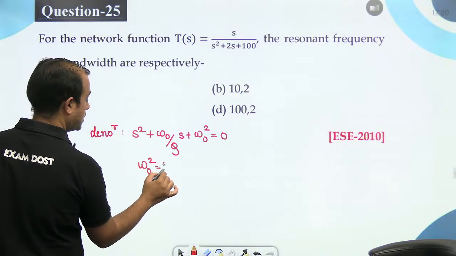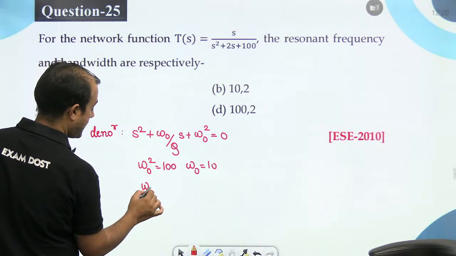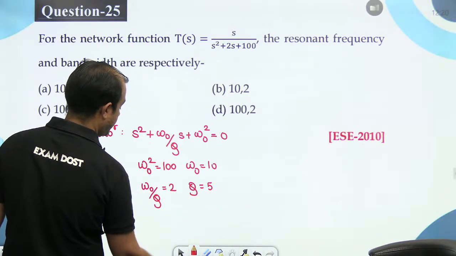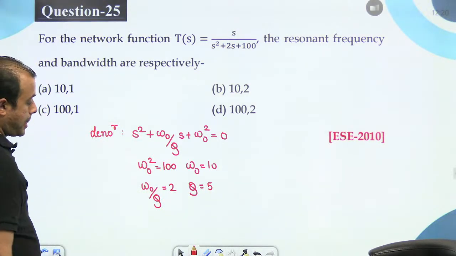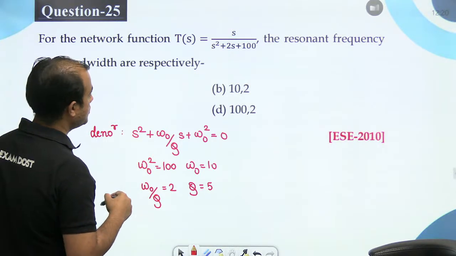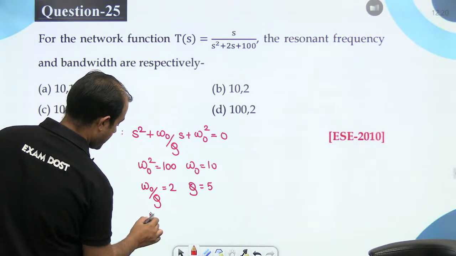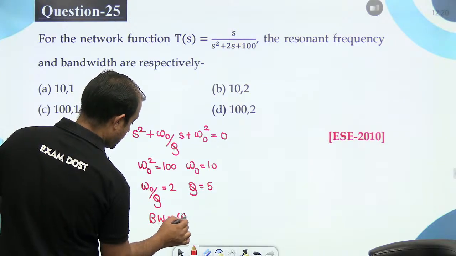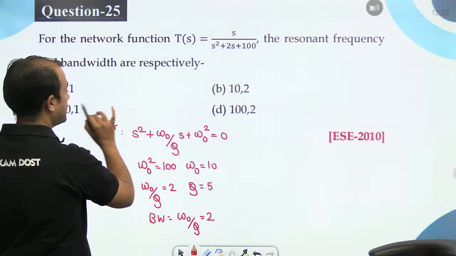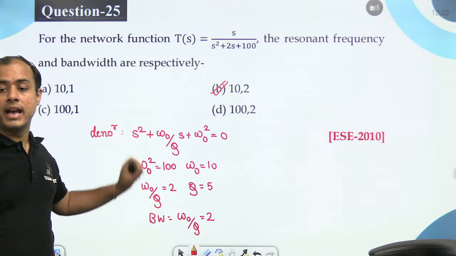So compare. Omega naught square is 100, omega naught is 10. Omega naught by quality factor is 2, so quality factor is 5. 10 by 2 is 5. And bandwidth? So 10 and 2. Resonant frequency and bandwidth are 10 and 2. This omega naught by Q is actually bandwidth.